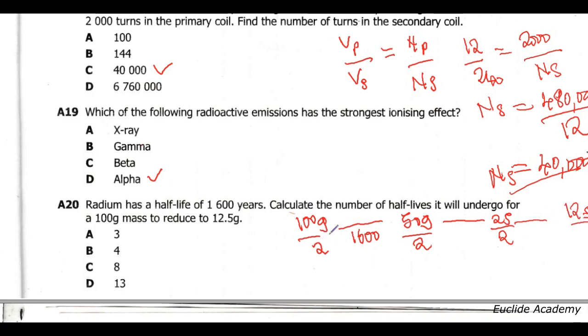So from 100 you go to 50 grams, that is one half-life. From here you go to 25, again that is one half-life, and from here you go to 12.5, that is one half-life. So we have got 3.